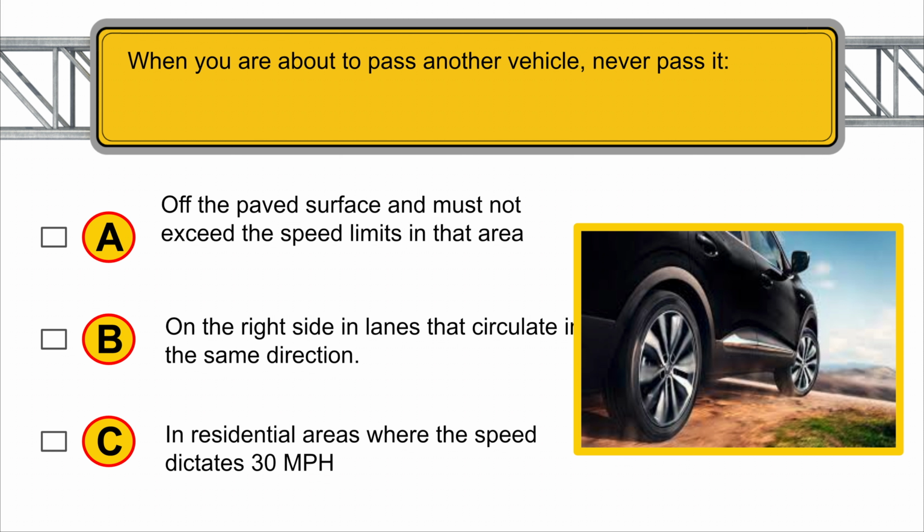When you are about to pass another vehicle, never pass off the paved surface and never exceed the speed limit in that area. So let me explain: make sure that you never drive off the pavement surface and never exceed the speed limit in that area just to pass that vehicle.